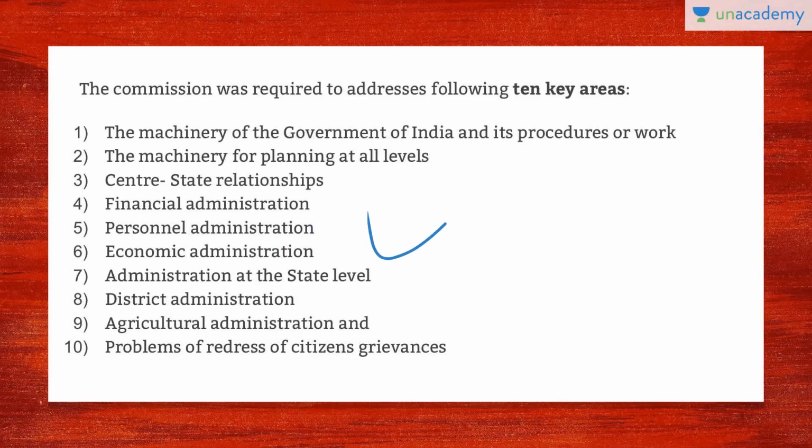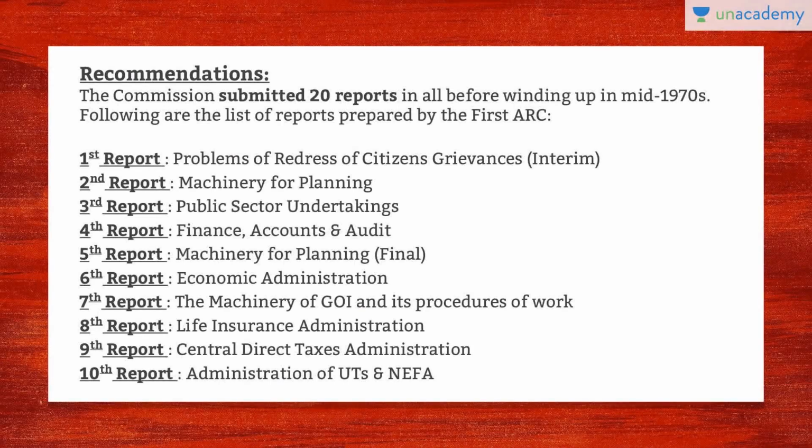Administration at the state level, district administration. Then agriculture, as India is obviously an agricultural country, will find a special mention all the time. And the problems of redressal of citizen grievances. So these are the 10 key areas of focus. The commission submitted 20 reports in all before winding up in the mid 1970s. Can you realize that it took 10 years?